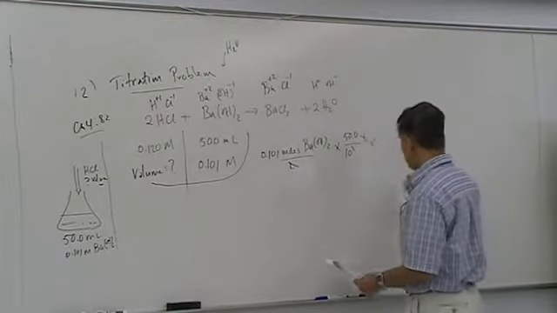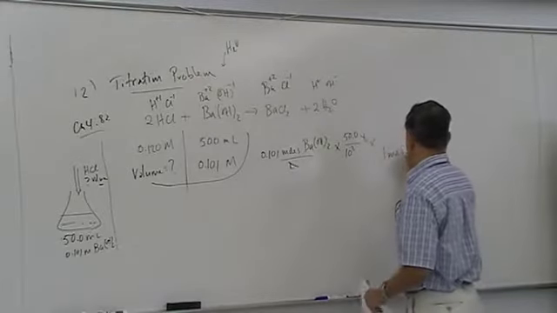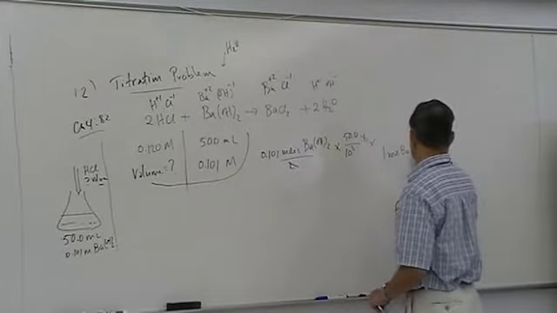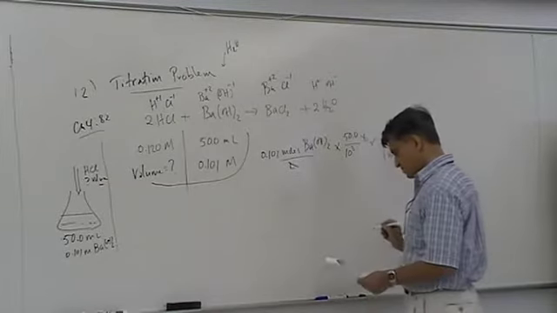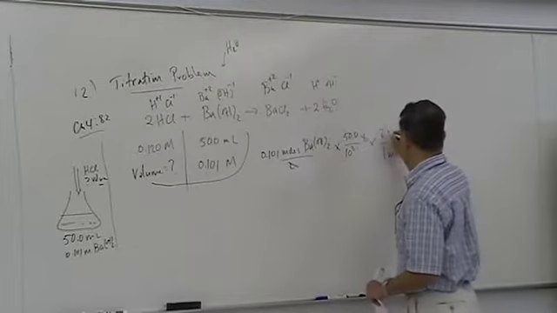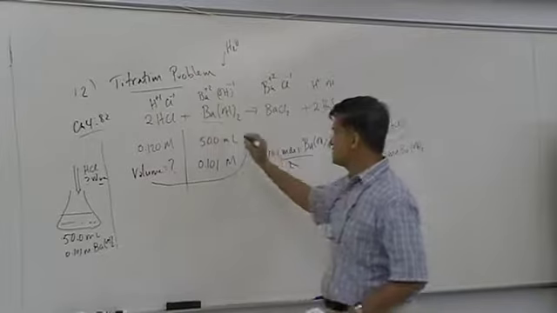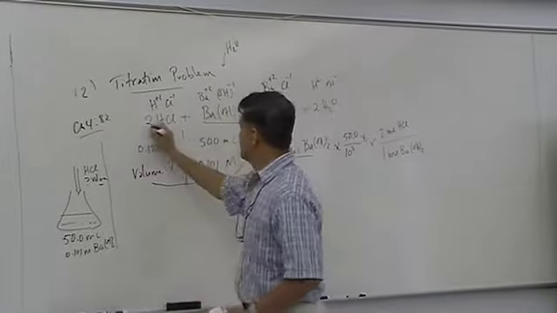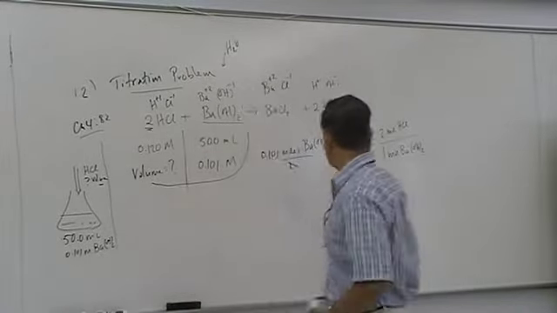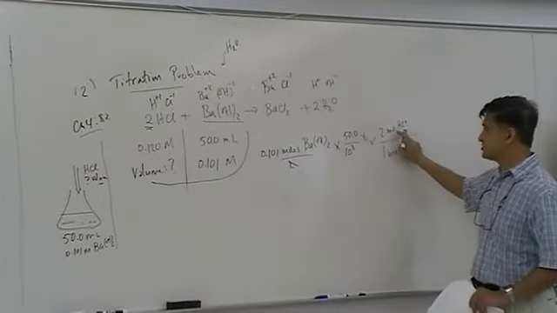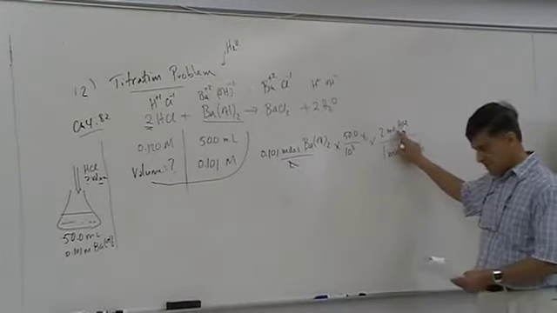Then you'd have 1 mole of Ba(OH)2. 1 mole of Ba(OH)2 is 2 moles of HCl. That we get from this. 1 mole reacts with 2 moles of HCl. That's what we're showing you here. 1 mole of Ba(OH)2 reacts with 2 moles of HCl.